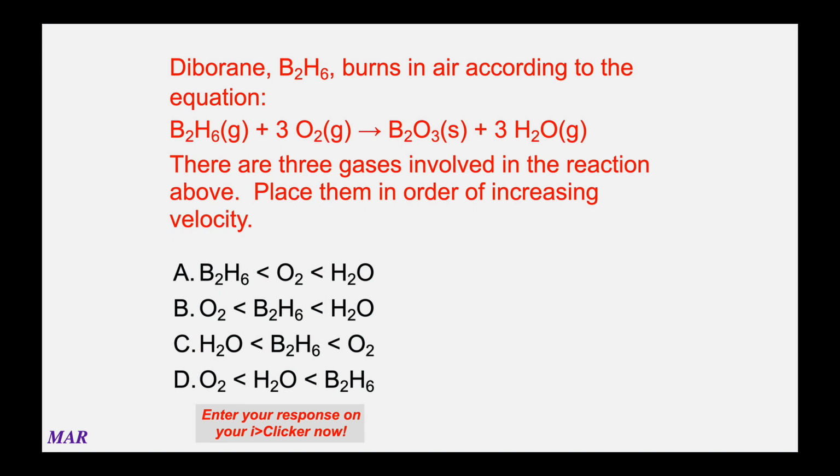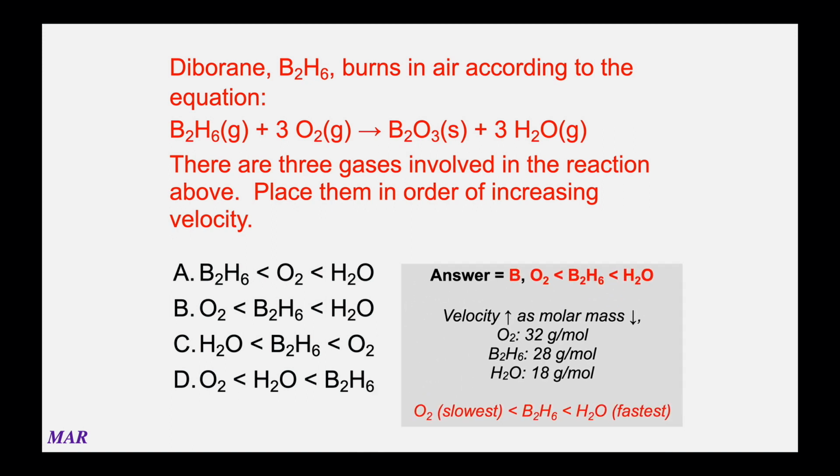Because water has a smaller molar mass, it should be fastest, and oxygen with the bigger molar mass would be slowest. B2H6 has 2 borons, which are about 11 grams per mole each. That's 22, plus another 6 or so for the hydrogen. B2H6 is going to be about 28 grams per mole, and that falls in the middle of water and oxygen. So if we want these in order of increasing velocity, we want the biggest molar mass first, and that's going to be O2. Then B2H6 is in the middle, so that would be the middle speed. And water, with the smaller molar mass, should have the fastest speed. So it goes O2, B2H6, H2O.